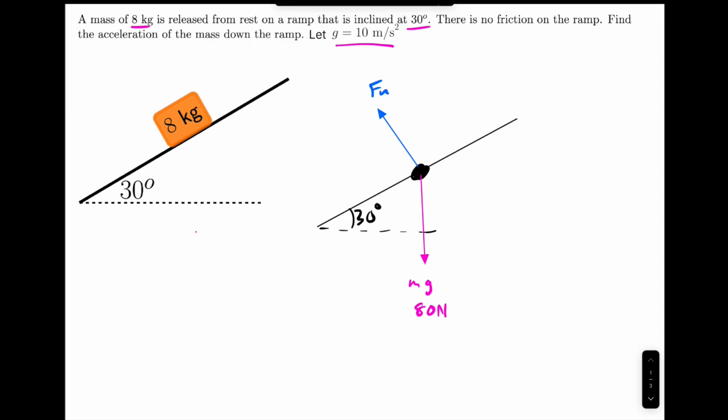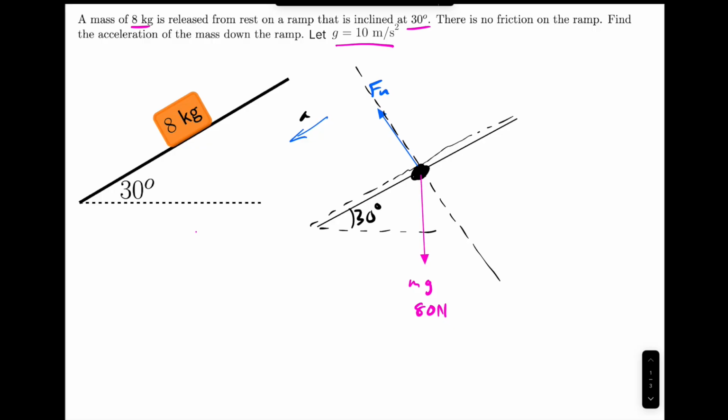Now what we tend to do is this. We know that the mass is going to accelerate down the ramp in that direction. So we impose a coordinate system where this is our y-axis and our x-axis is parallel to the plane. And we do that so that one of the axes points in the direction of the acceleration, a. Okay, so now let's start filling this in.